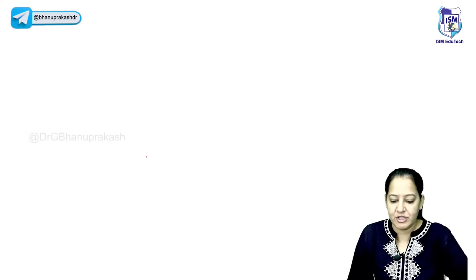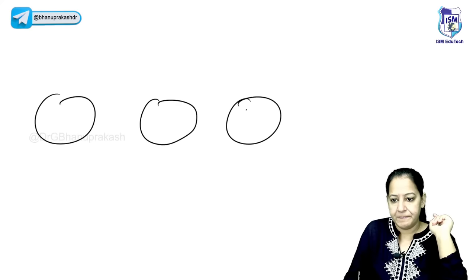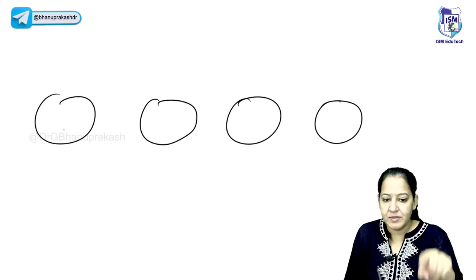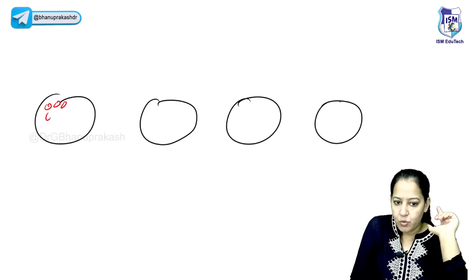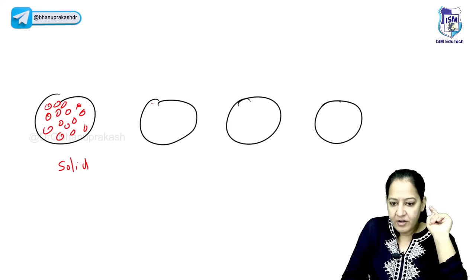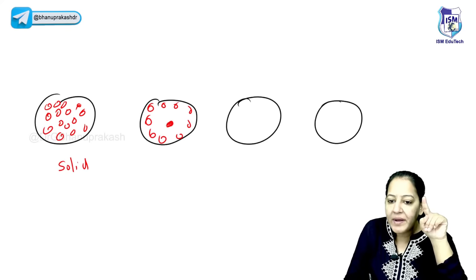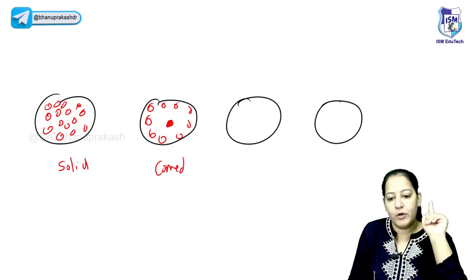So let me draw the four arrangements for you. Let me draw the four ductules for you: 1, 2, 3, 4. Where am I drawing the tumor cells? If I draw the tumor cells throughout like this, back to back, compact, solid manner, this one is known as solid type. If I draw it only at the periphery and at the center I show you a necrosis, this one is known as comedo type.